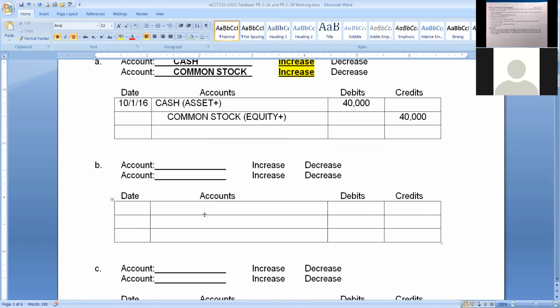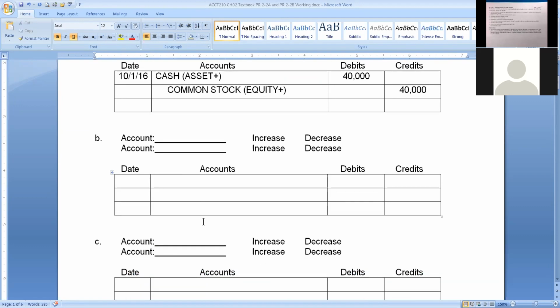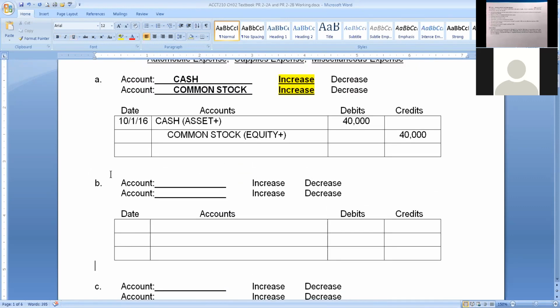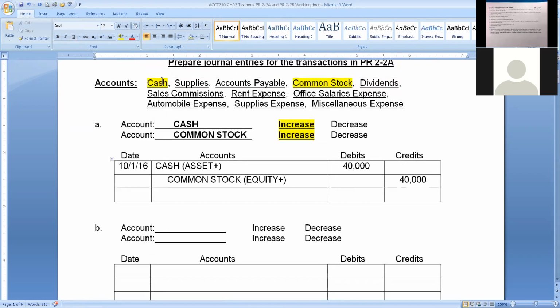Okay, let's go to number 2. Paid rent on office equipment for the month, $4,800. Okay, well, what accounts do we need here? And again, here are the accounts all up here at the top. So we can take a look at these accounts and see what ones we need for B. So paid rent on office equipment for the month.